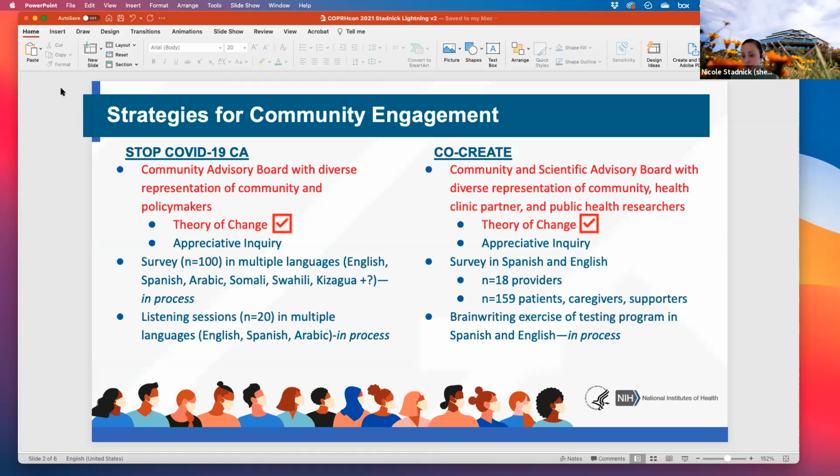In addition to our advisory board, we've also been pursuing a mixed methods needs assessment to really understand preferences, values, and attitudes about COVID-19 testing and preventive care in different communities. As you can see, for both our survey and our qualitative data collection, we've been very intentional about including a number of languages that represent our diverse communities in San Diego, including a large immigrant and refugee population.